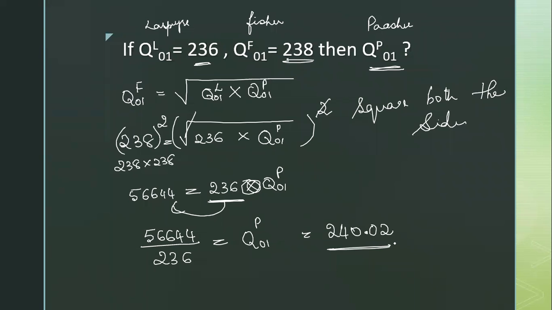So like this, when it comes to Fisher, we have to cancel the squares. We have to square both the sides. Square root and square get cancelled. Squaring means multiplying twice. 238 into 238 will give you the value. Then you have to bring this 236 to the opposite side, which will be taken as divided by 236. That will give you the answer as 240.0.